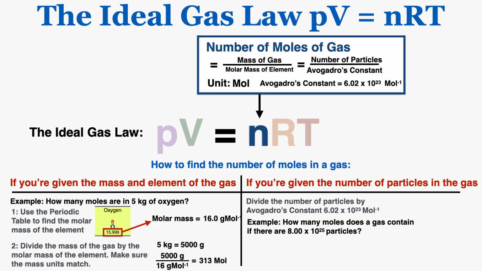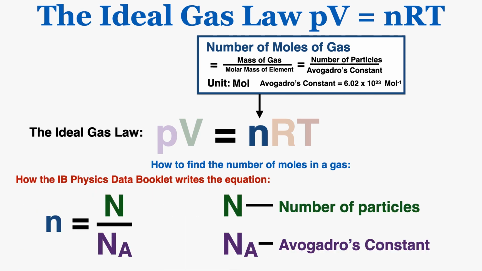So that's how you would find lowercase n if you were dealing with a problem like this with an ideal gas law question. If you're given the number of particles in the gas, you just divide the number of particles by Avogadro's constant, 6.02 times 10 to the 23rd particles per mole. If I wanted to know how many moles a gas contains if there are 8 times 10 to the 25 particles, I would just divide the number of particles by Avogadro's constant, and I end up with 133 moles. So that's how you find lowercase n in the equation if you have to calculate it.